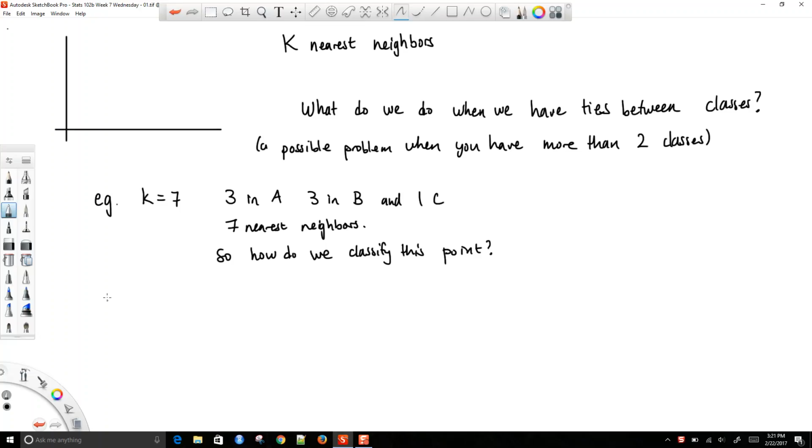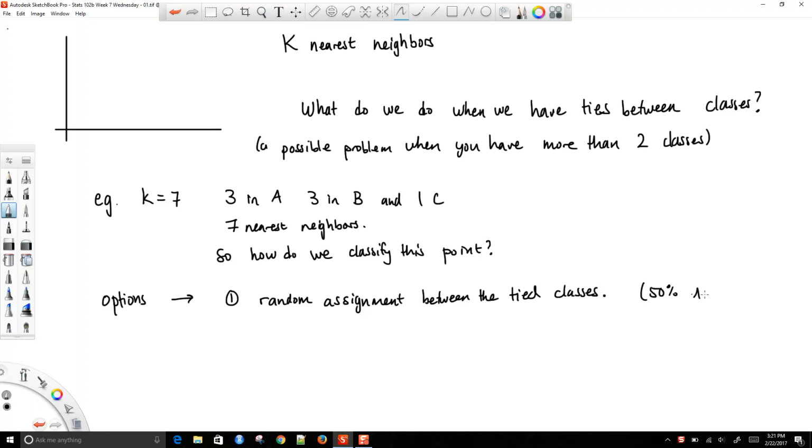We just have a few options. Number one is random assignment between the tied classes. In this case it would be a 50% chance of A and 50% B. Two would be using prior probabilities.